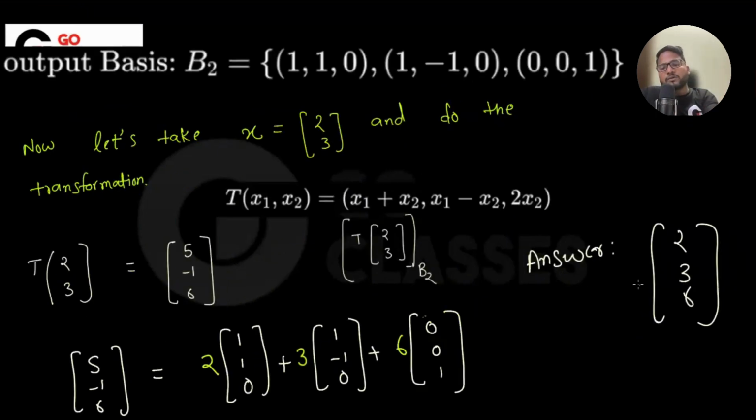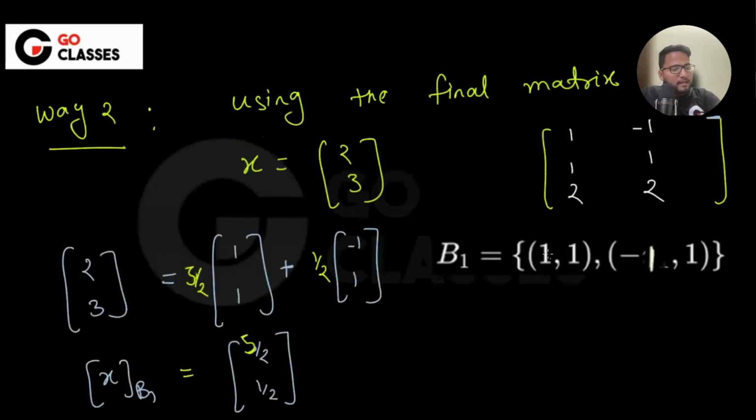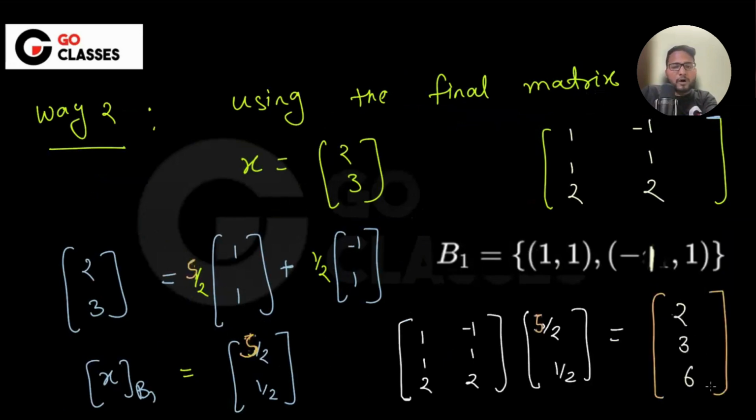Or if I'm directly using the final matrix, which is this one, then for that I first need to have the coordinates of x with respect to b1, so that I can make use of this matrix. And if I'm multiplying, I'm again getting the same vector, which is 236. So we have found out this matrix using two ways. We have verified this matrix also using two ways, right? Cool. Is this little bit understood?